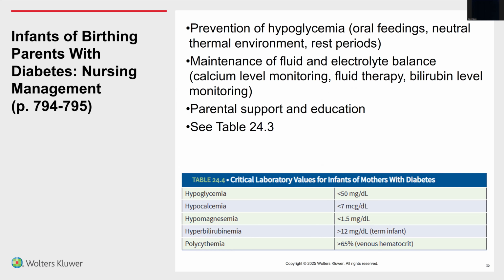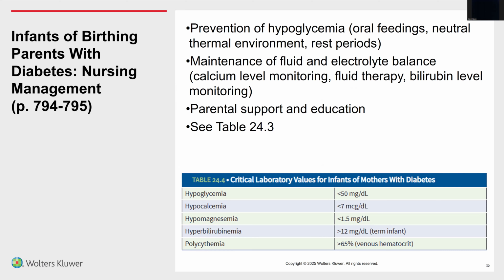You need to assess their respiratory rate and work of breathing because they're at risk for developing transient tachypnea of the newborn and respiratory distress syndrome. Perform a thorough cardiovascular assessment because these little ones are prone to congenital cardiac anomalies.